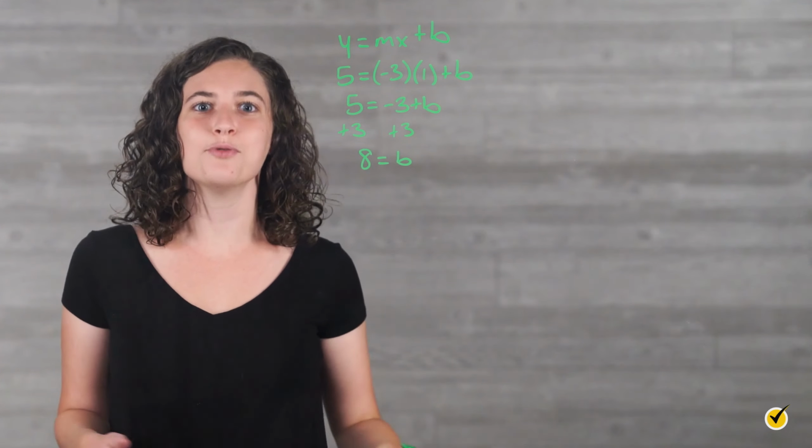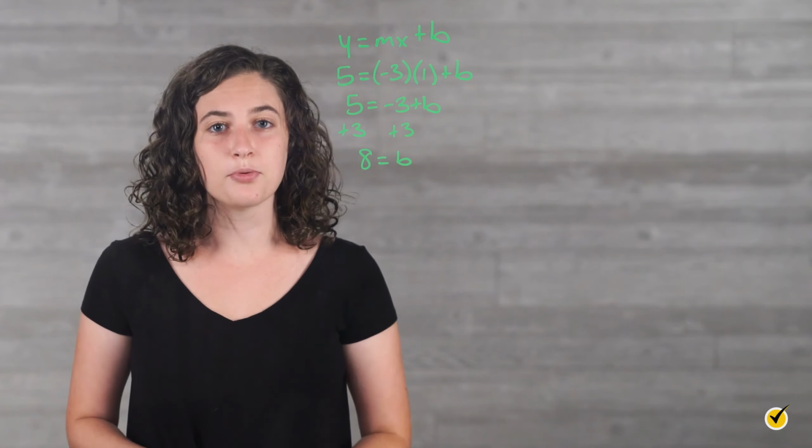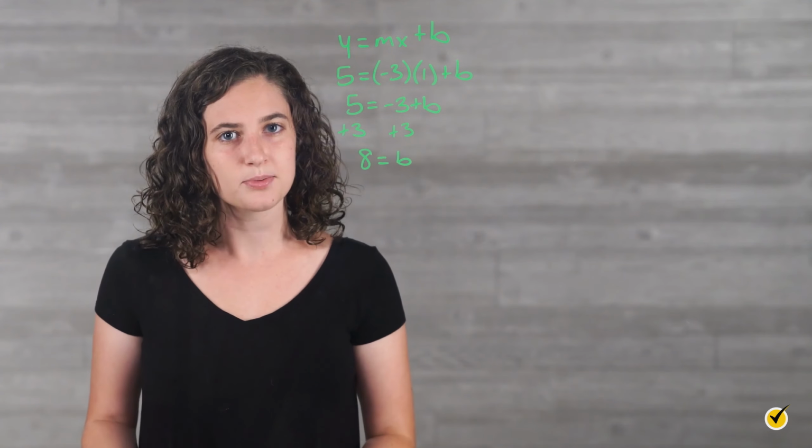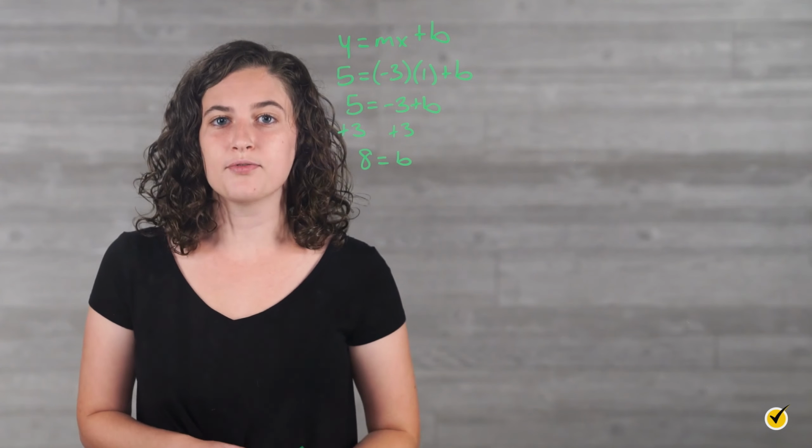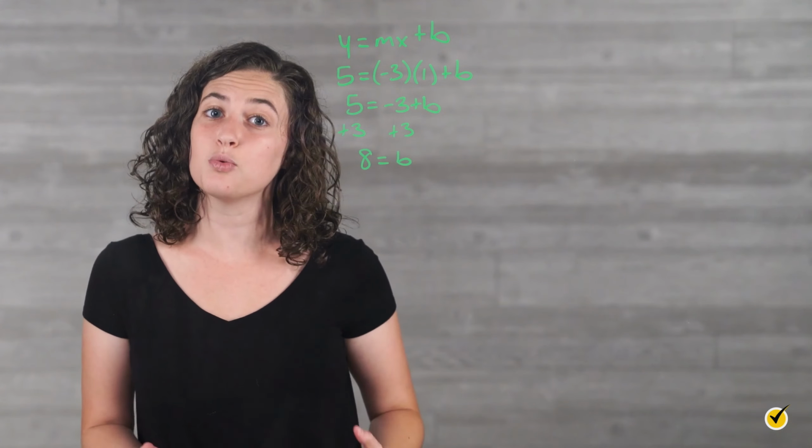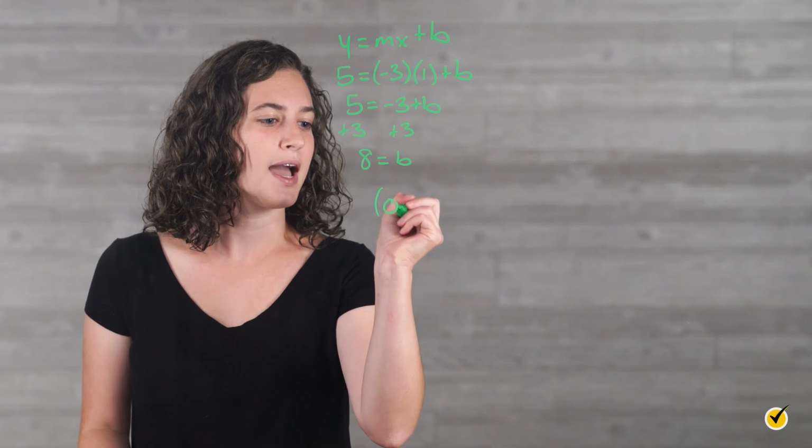So by plugging in the slope and the known x and y coordinates into the slope-intercept form of a line, y equals mx plus b, we were able to solve for the value of the y-intercept and see that the y-intercept is (0, 8). A second method for finding the y-intercept of a linear function is used when the coordinates of 2 points are given. In this case, the slope is not known yet.